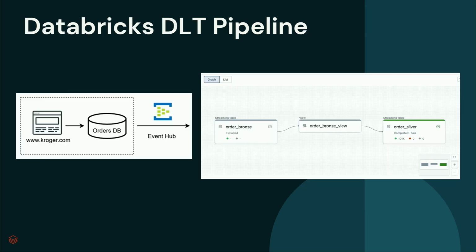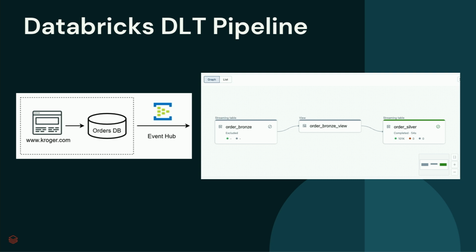Here's what this looks like specifically implemented in DLT. And I learned earlier that DLT will no longer be called DLT. I think it's now Lake Flow Declarative Pipelines, but I will continue to say DLT until I get used to the new naming.